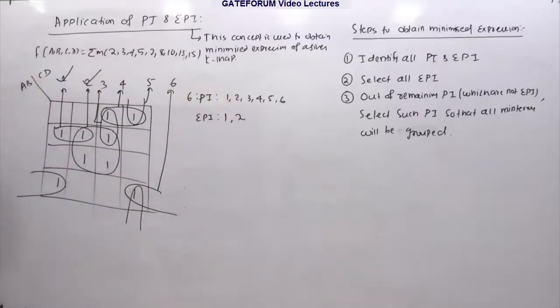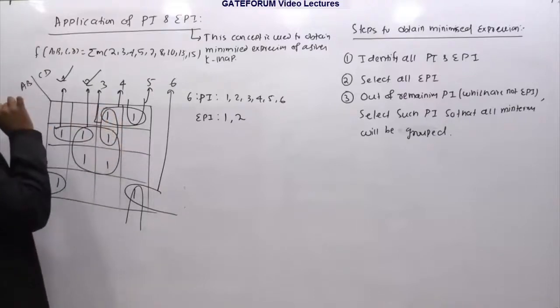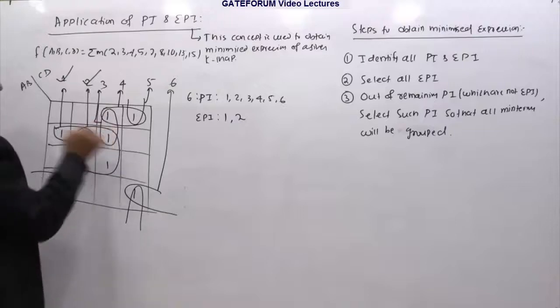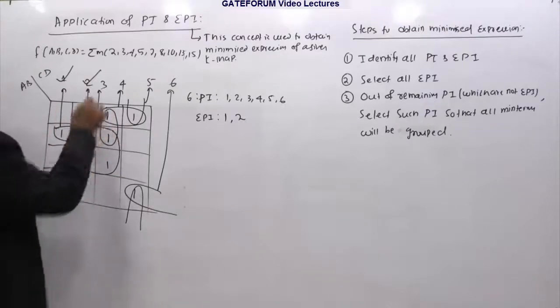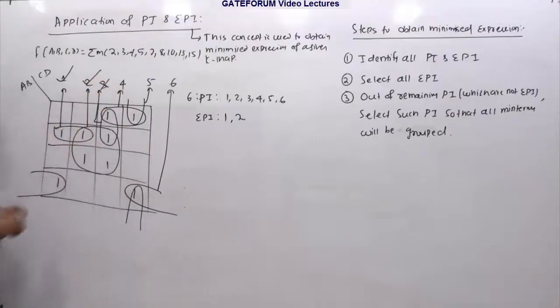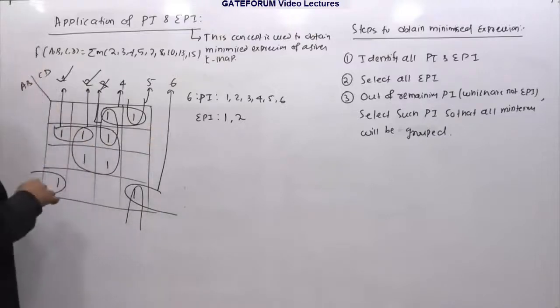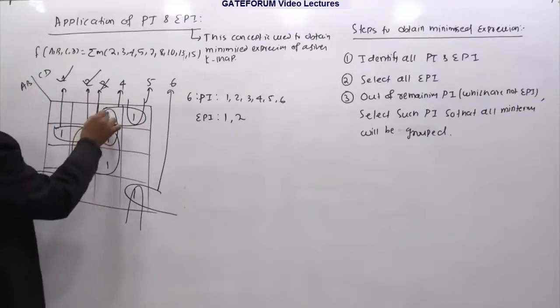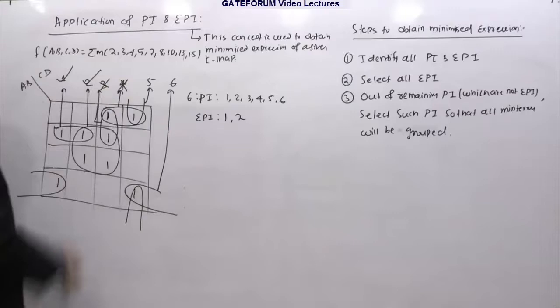What about group number 3? Group number 3, this vertical one, contains 2 min terms, and both of these min terms are covered by 2 groups. So this is not an EPI, because to be an EPI, it should have at least one min term which is not covered by multiple groups. So I am not writing 3 here. What about group number 4? Group number 4 also has 2 min terms, this and this, and again both of these min terms are covered by 2 groups. So this also does not qualify for the definition of an EPI.